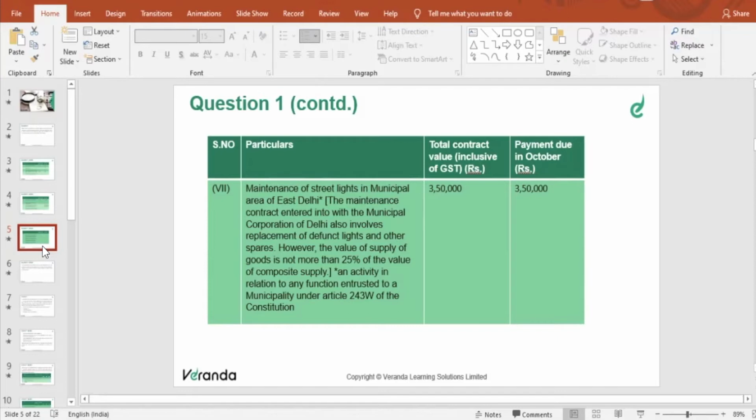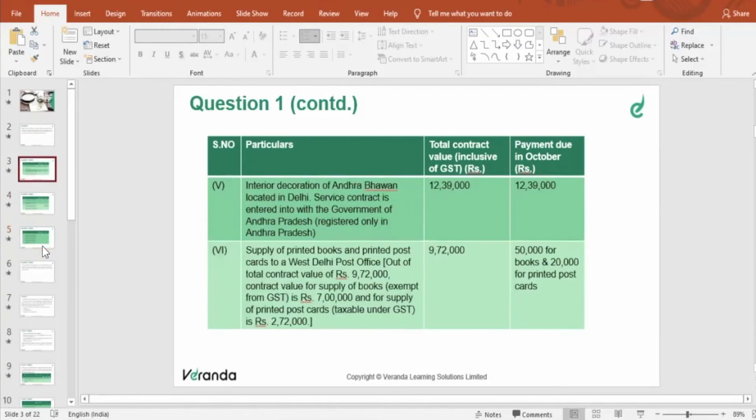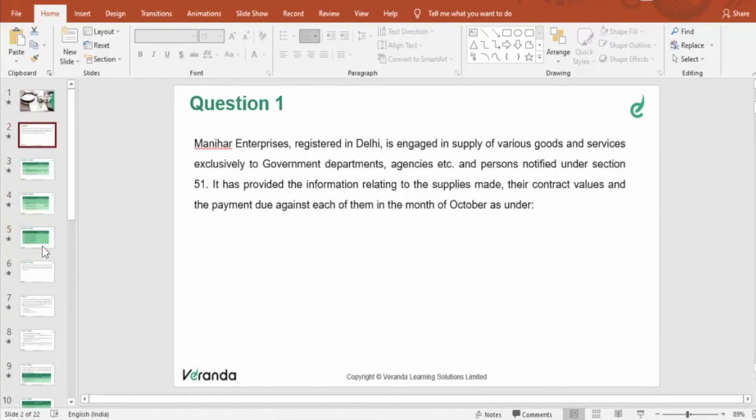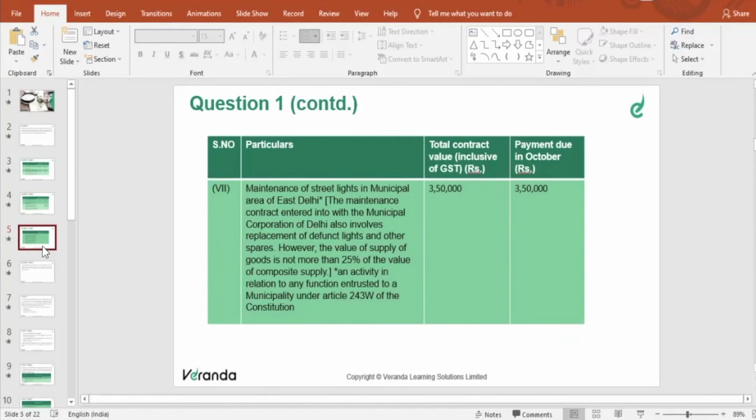Now, what are the takeaways over here? First of all, it is a municipal corporation, so section 51 is definitely applicable. Just as a highlight, in the start itself it was given that they are exclusively provided to government departments, agencies and persons notified under 51. But even so, when we are reading the question, that has to come to mind. So we are supplying to a person for whom section 51 should be applicable.